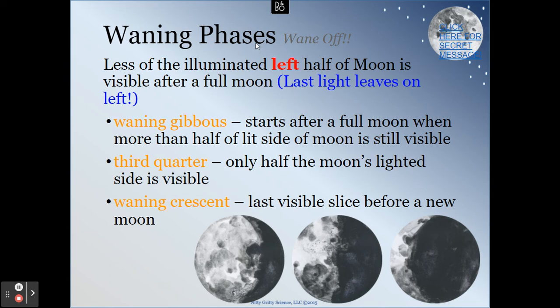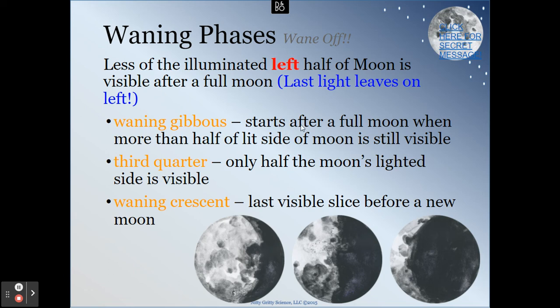Then we have the waning phases is what we call them. So then you wax on and then you wane off. So less of the illuminated left side, so that's what you write down, of the moon is visible after a full moon. So the way to remember this is last light leaves on the left, or light leaves on the left. So this is what we call our waning phases.